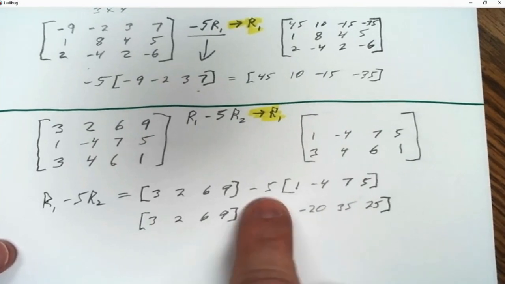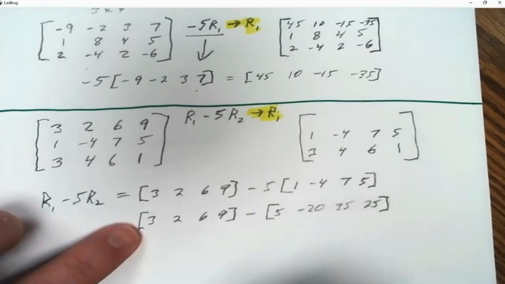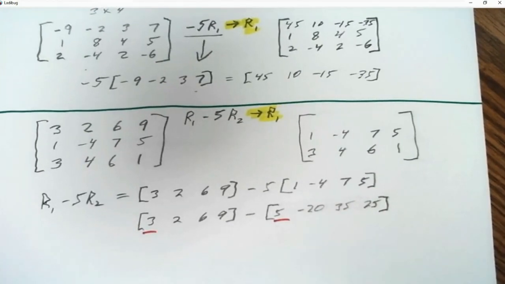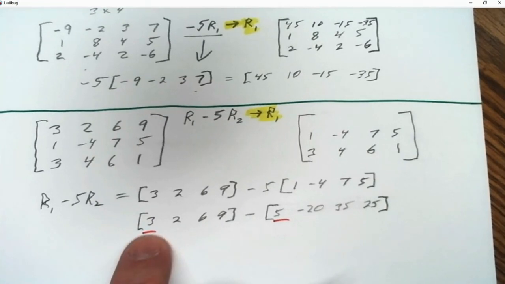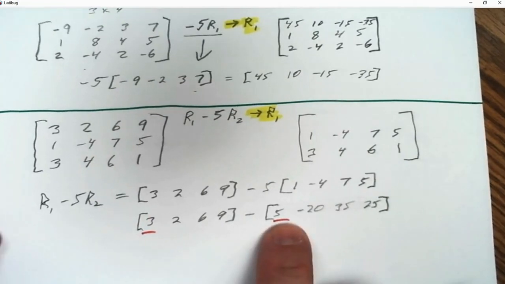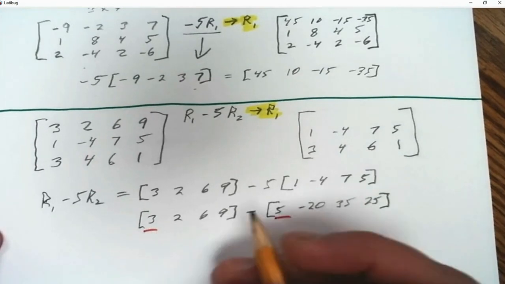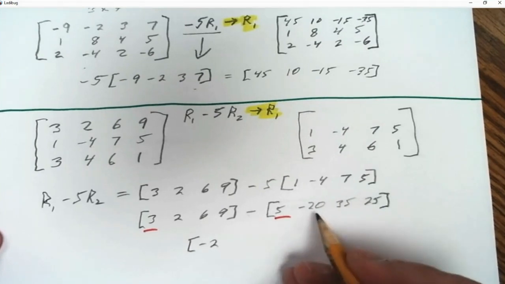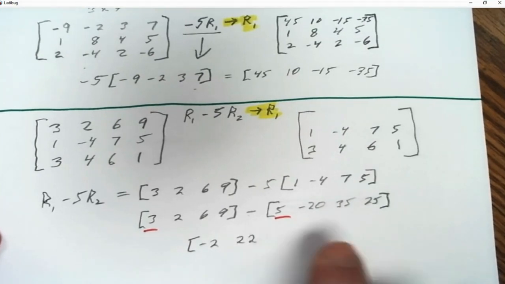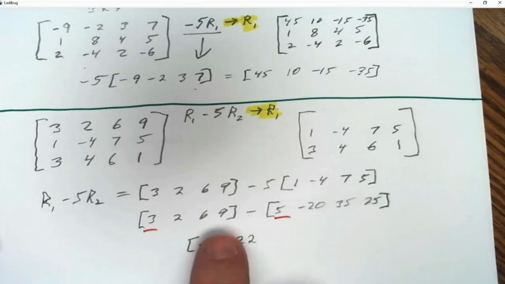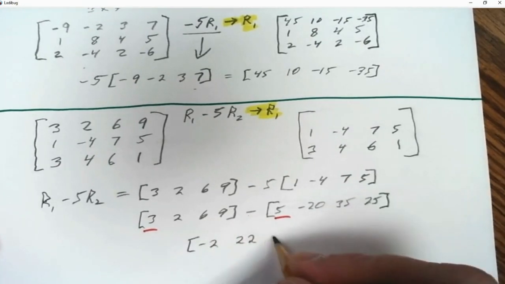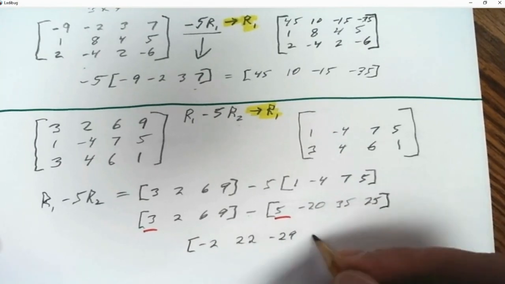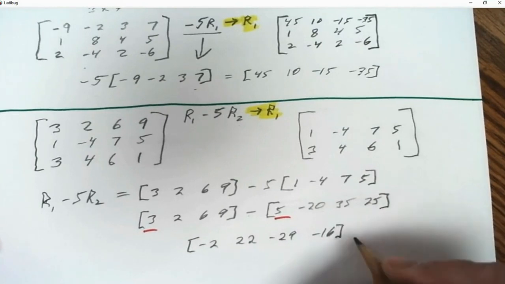Okay, so that is 5 times row 2. So let's take row 1. We have to take each element in the place that it is. I subtract the first element from the first element over here. So 3 minus 5 is negative 2. 2 minus negative 20 is 22, because that makes it plus 20. 6 minus 35 is negative 29. 9 minus 25 is negative 16. So that becomes our new row 1.